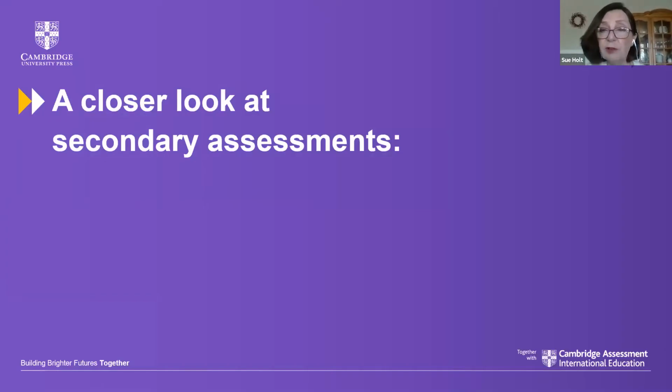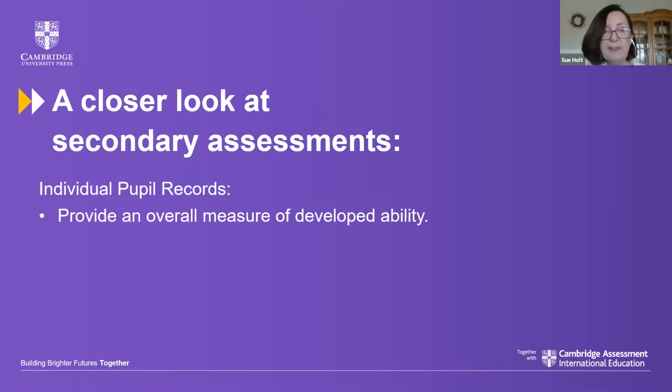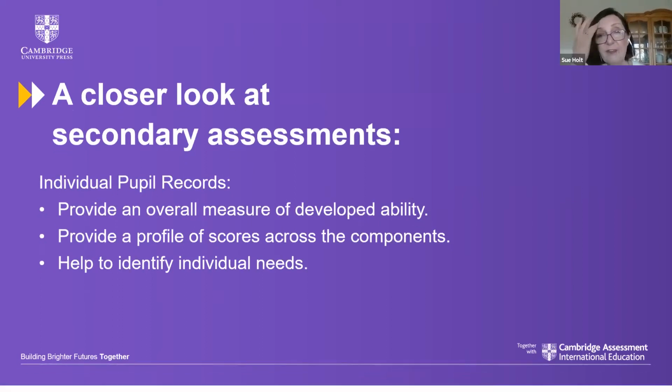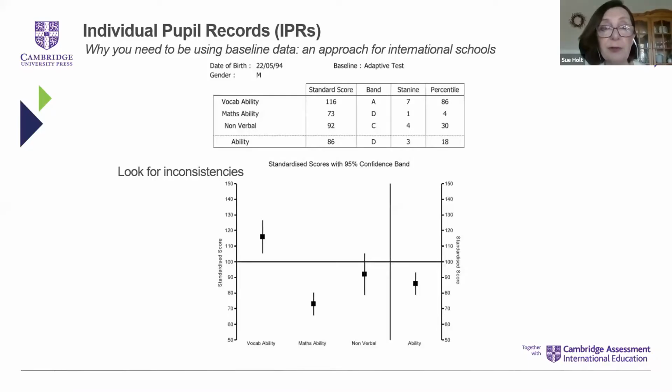I'm going to now look more carefully at the secondary assessments. And here we have individual pupil records, which, a bit like the data we've seen from the primary assessments, gives you a nice picture of each child. It gives an overall measure of developed ability, and it gives a profile of the scores across the components of the test. And that helps you identify those individual needs. This is an example of an individual pupil record.